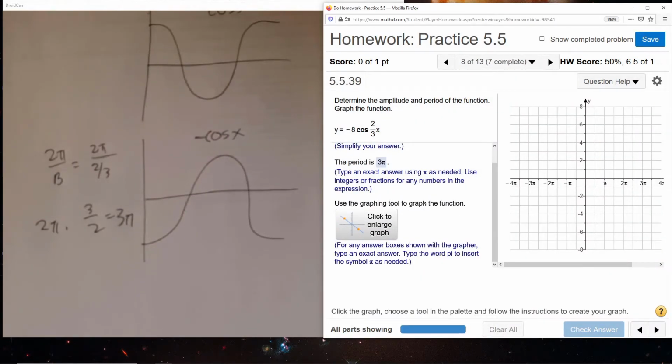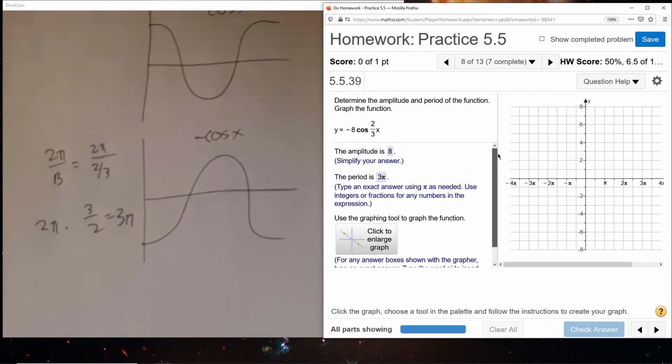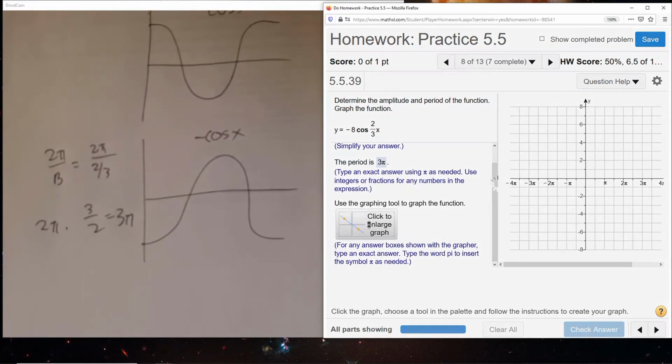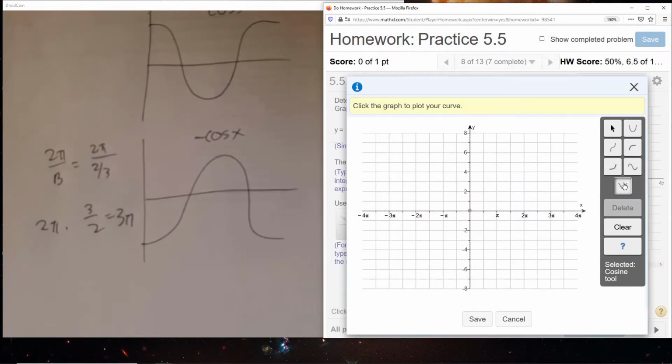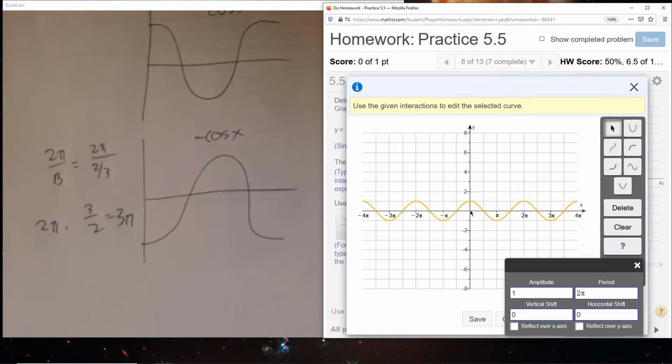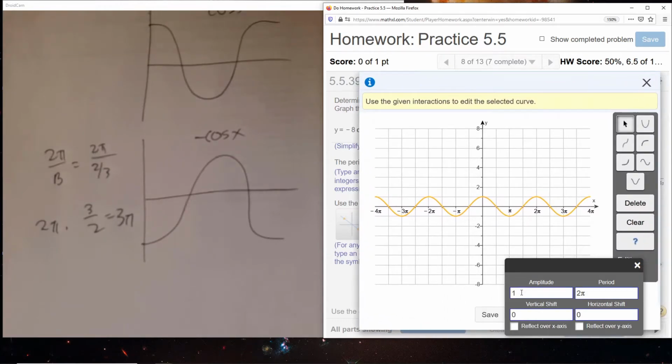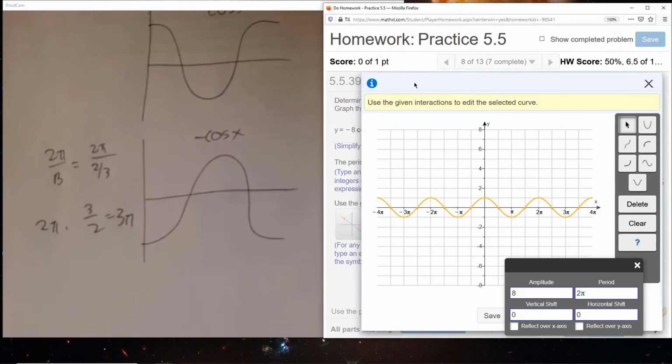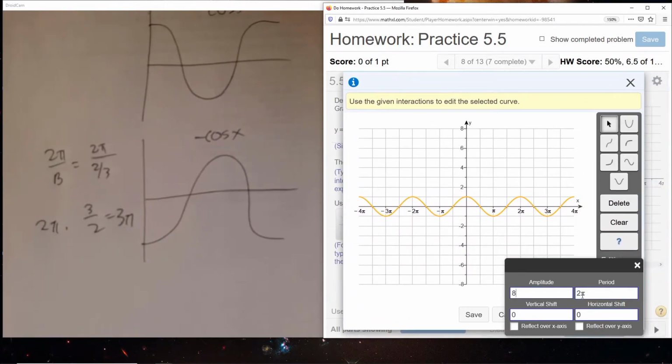And use the graphing tool to graph the function. So it doesn't say graph the original at all. It just says this one, so that's good. We're graphing cosine, so we'll stick it here. And our amplitude we got was 8. Our period, what do we get for the period? 3 pi.